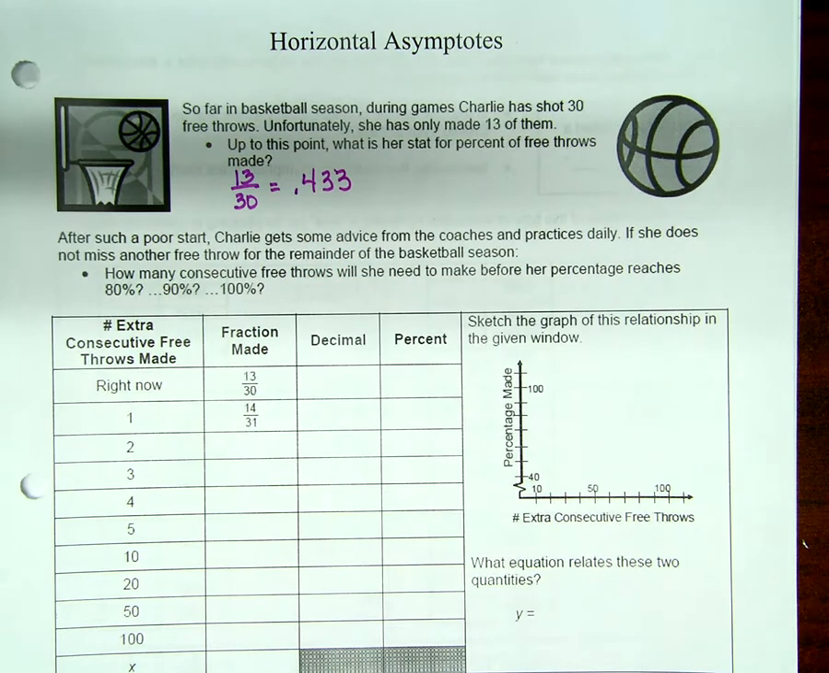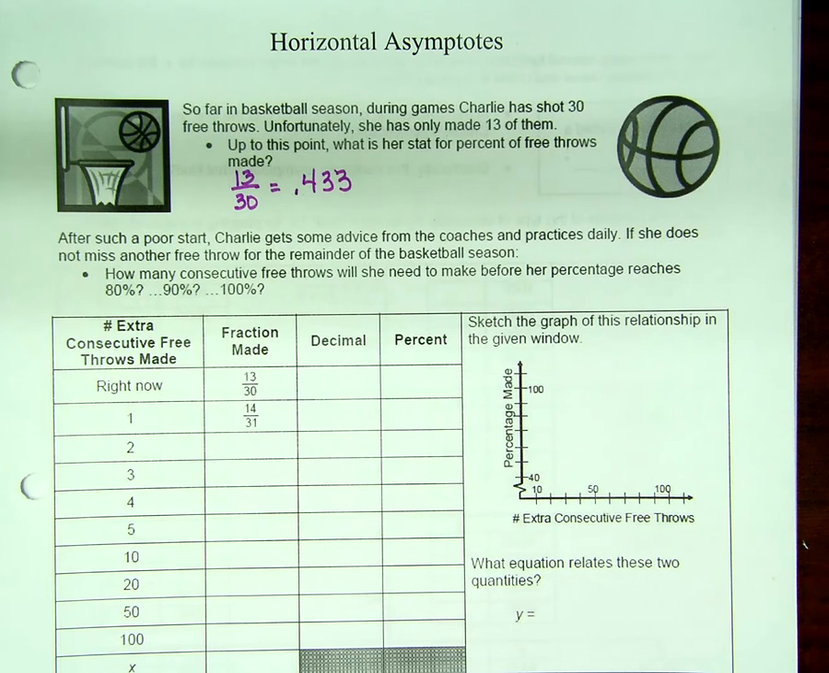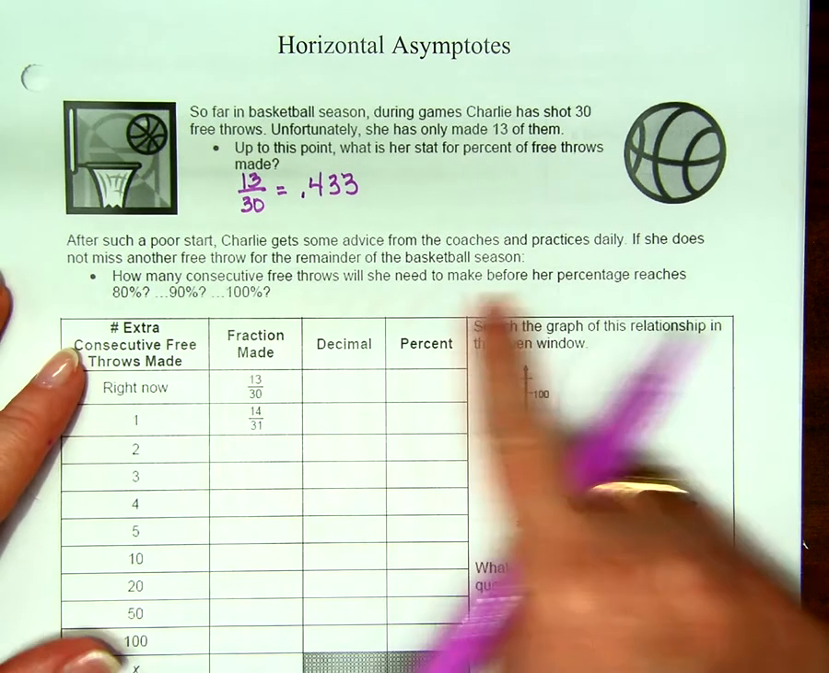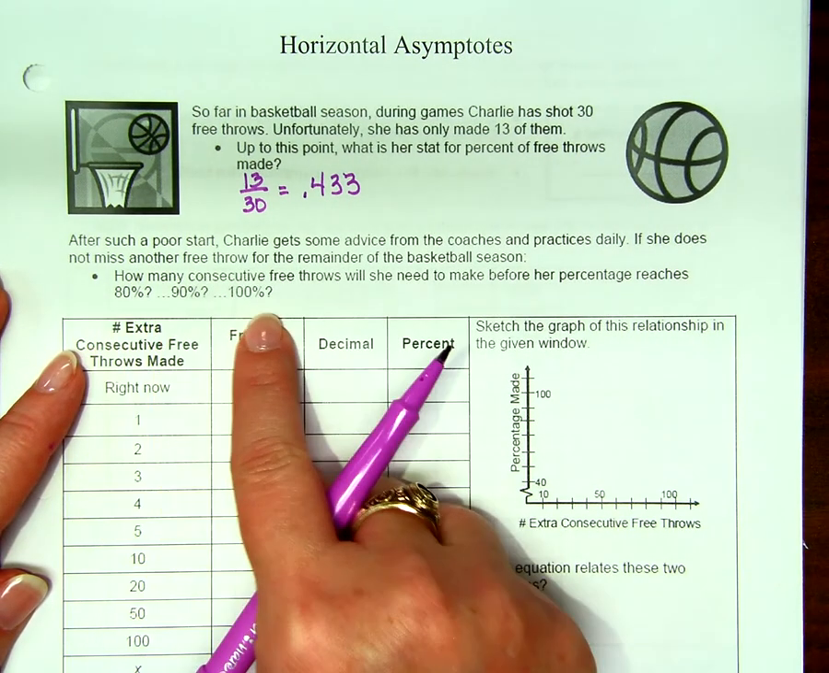Well, let's just go to 3 today. We'll be okay with 3 today, for the most part. Okay? After such a poor start, Charlie gets some advice from the coaches and practices daily. If she does not miss another free throw for the remainder of the basketball season, how many consecutive free throws will she need to make before her percentage reaches 80%, 90%, 100%?